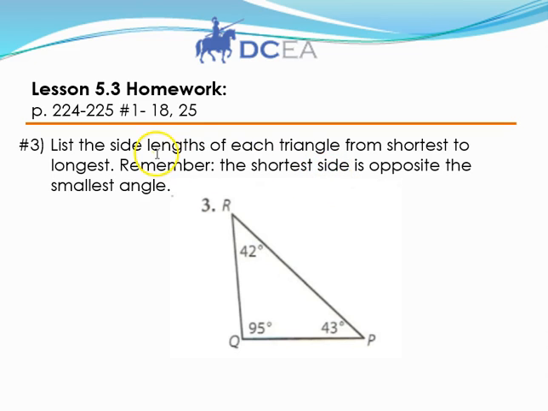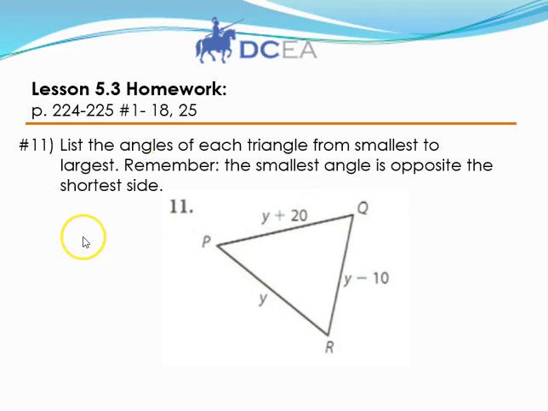List the side lengths from shortest to longest. So that means we need to look at our angles. Find the smallest angle, which is angle R, and the side opposite it is QP. And then our next angle is angle P, so the side opposite angle P is QR. And then our last answer would be the side opposite the large angle of 95 degrees, which would be PR.